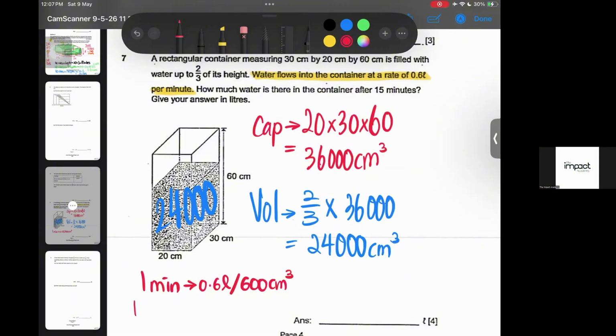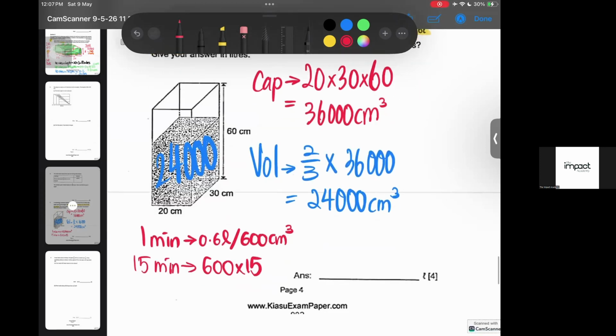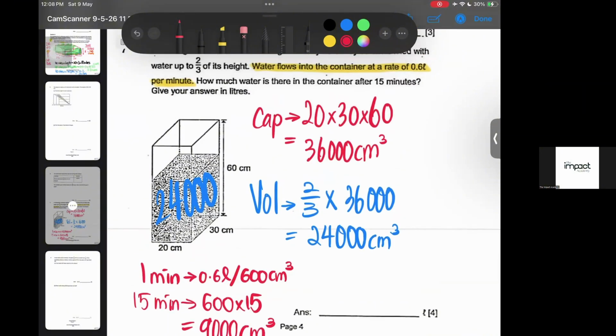So over here, in 15 minutes, maybe this is his bucket for him to shower. He was trying to make sure that he fills it so that the water doesn't go away. So 600 times 15, we get to an answer of 9,000 centimeter cube. So obviously, how much water was there in? This is what we call our new volume.